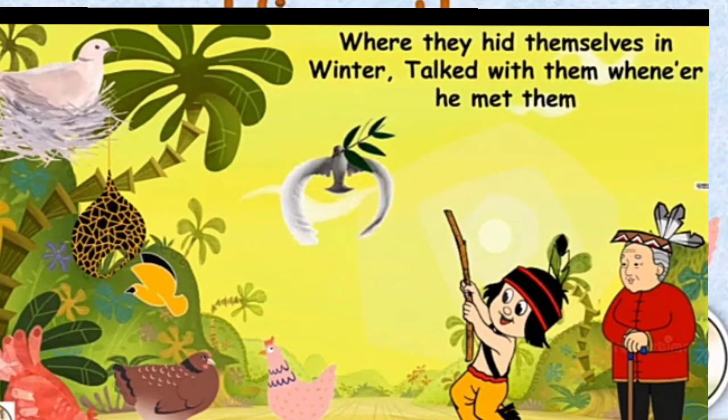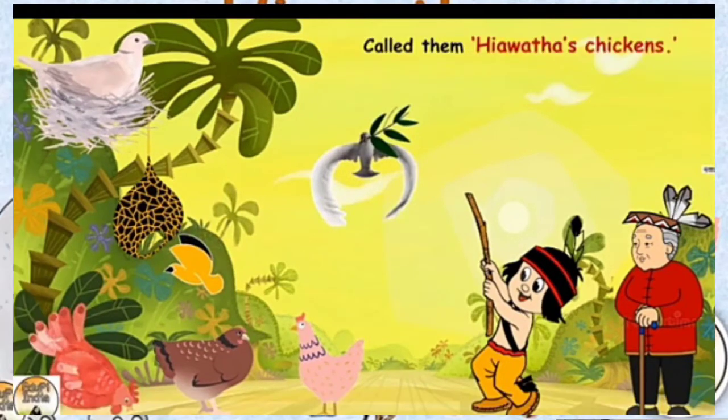Talked with them whenever he met them. So whenever Hiawatha meets the birds, he talks. He is speaking to the birds. Called them Hiawatha's chickens, and he dearly, lovingly called all the birds Hiawatha's chickens.